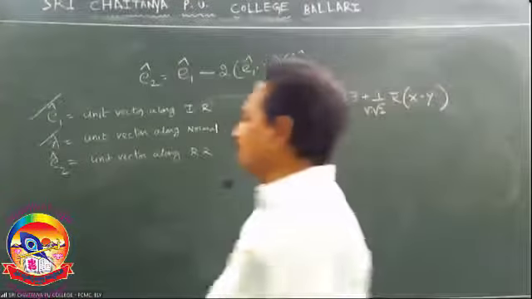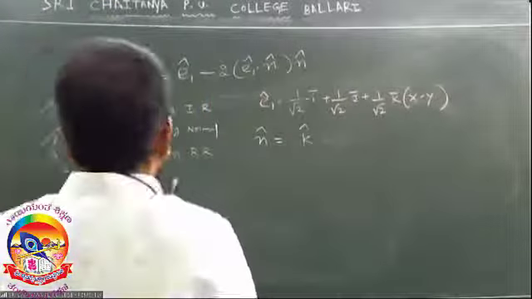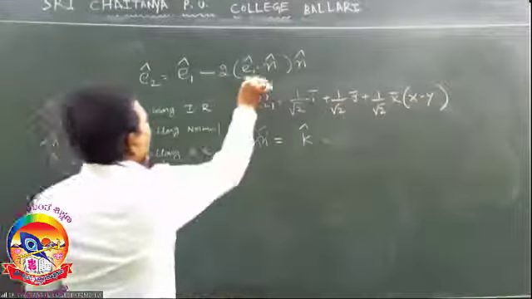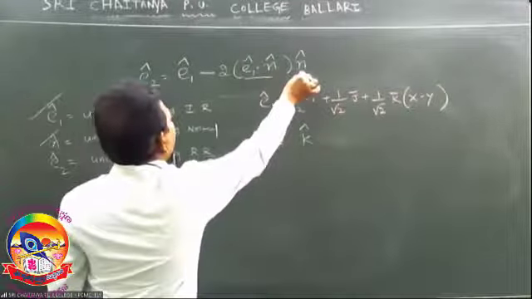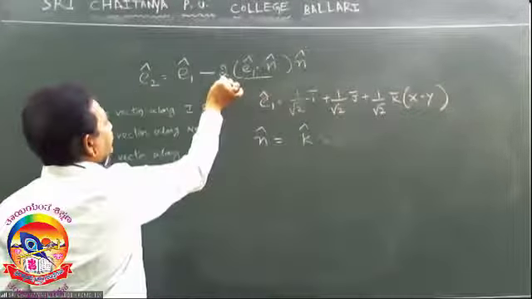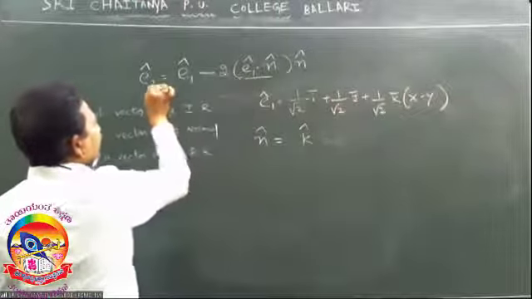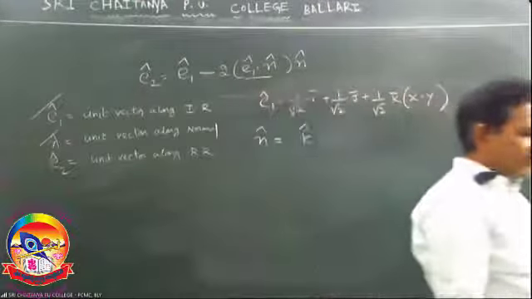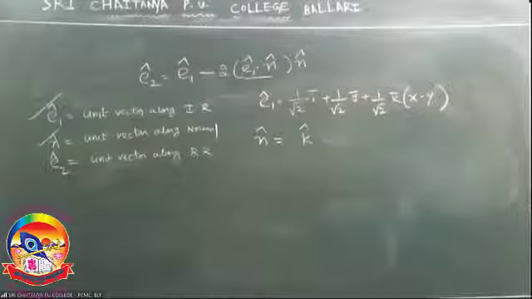Now, N cap is equal to K cap. First I will find this one, then multiply by 2 and subtract from E1 cap. I will get E2 cap.